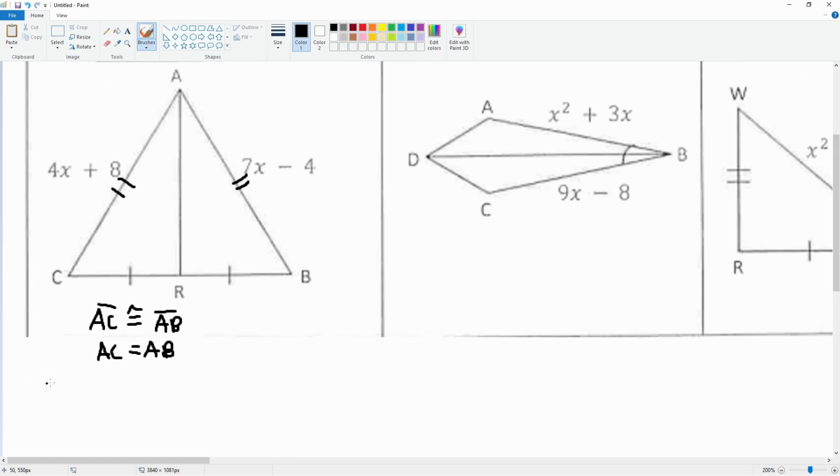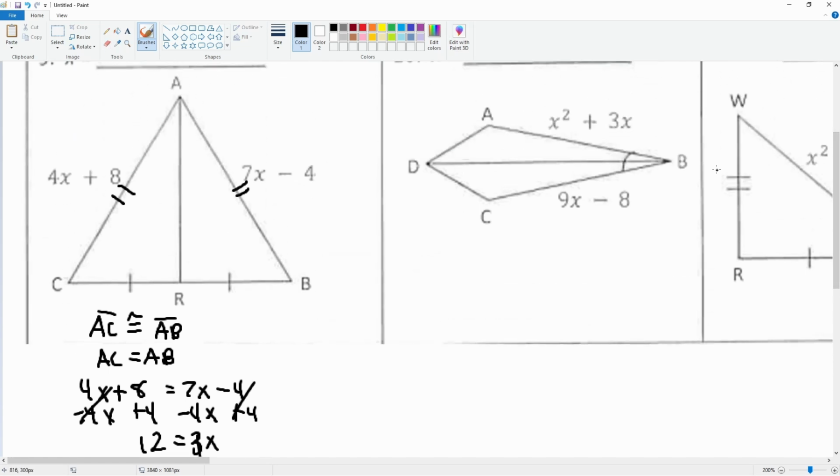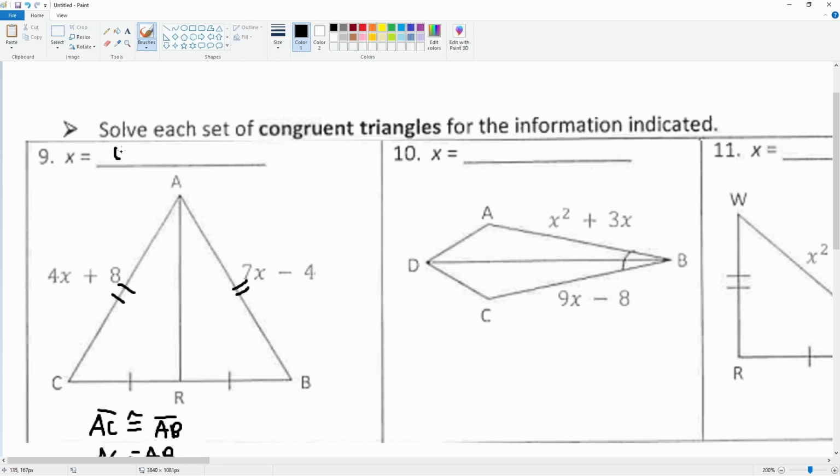So 4x plus 8 is equal to 7x minus 4. Minus 4x to both sides. This cancels, this becomes plus 4 to both sides. So this can cancel. 8 plus 4 is 12, equal to 3x. Then divide 3 to both sides. You get 4 is equal to x. There you go, x is equal to 4.